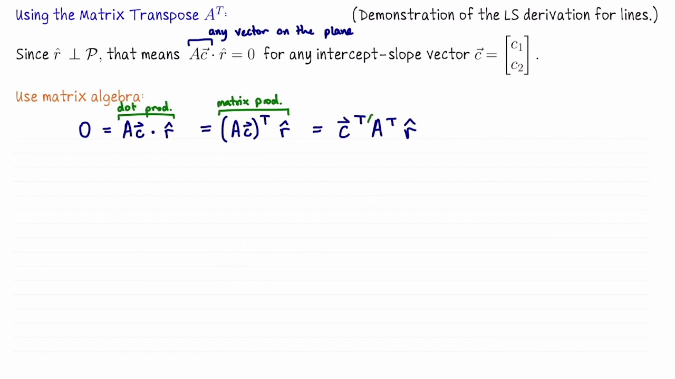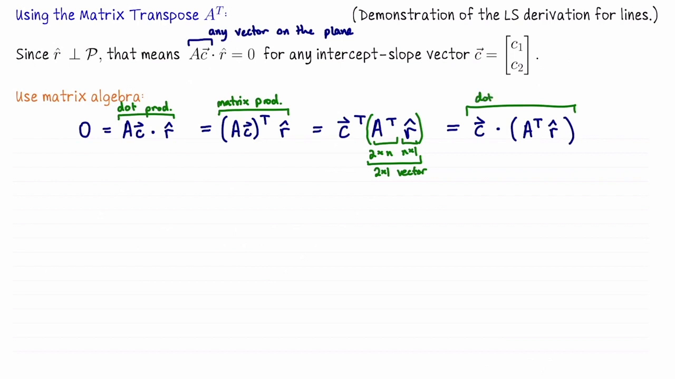But now I'm going to use associativity and essentially group the latter two terms together and think of this as C transpose times A transpose R. A transpose is 2 by n. R is n by 1. So overall, A transpose R is a 2 by 1 vector. C is also a 2 by 1 vector, so now I have a row times a column. So we could take this product and convert it back into dot product form by untransposing C, if you will. So this is going to be the vector C dot the vector A transpose R.